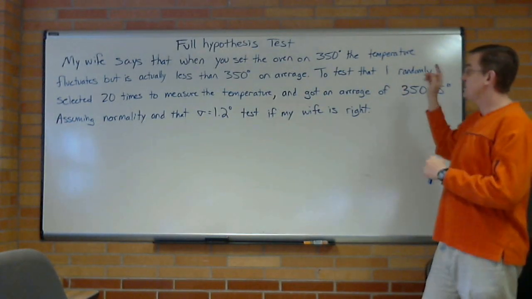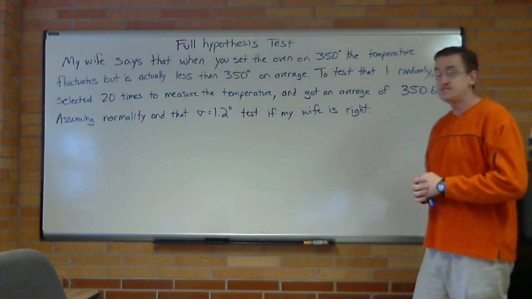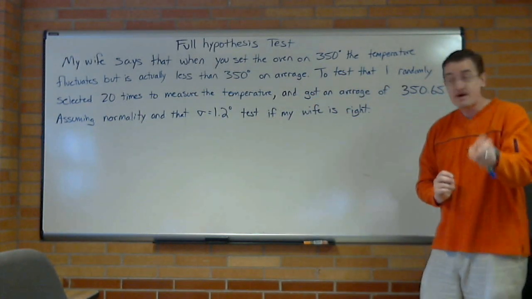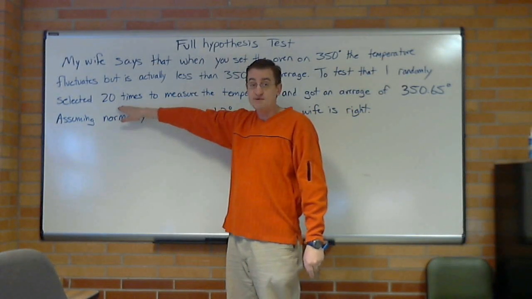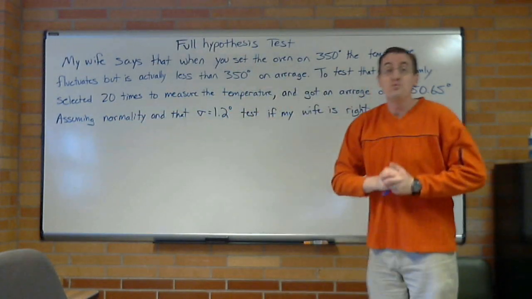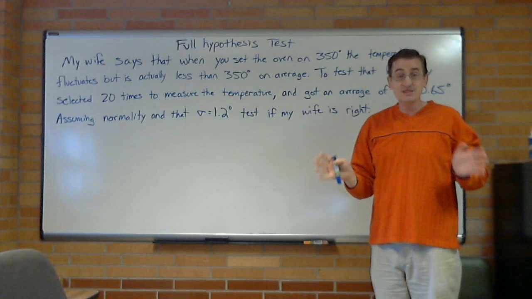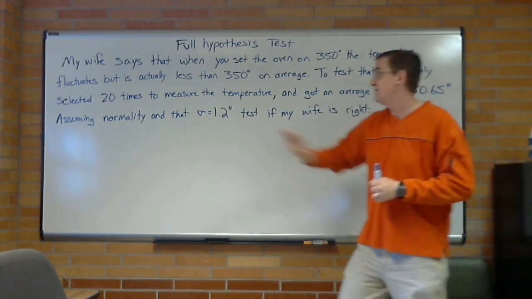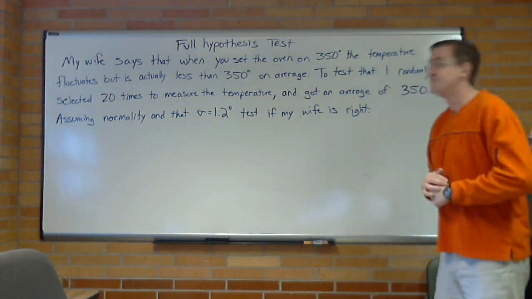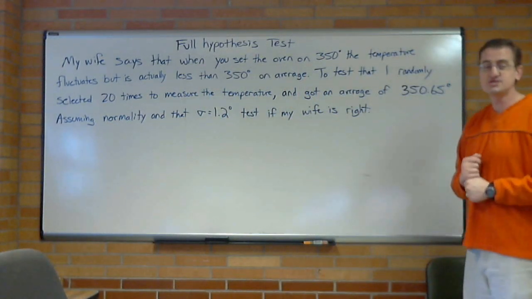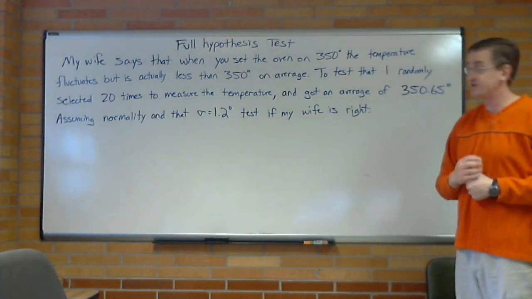Well, let's find out. So I test it. I randomly select 20 times. Now that part should jump out at you. We only tested the oven 20 times. What that means is we might not be able to do this unless we have normality somewhere. And it says assuming normality right there. So yes, we're good. But do keep an eye out for that. If you waste your time on a problem that can't be done, you're going to be frustrated.